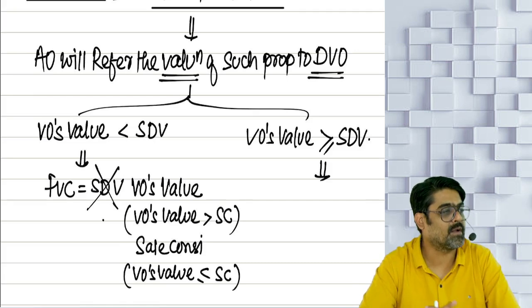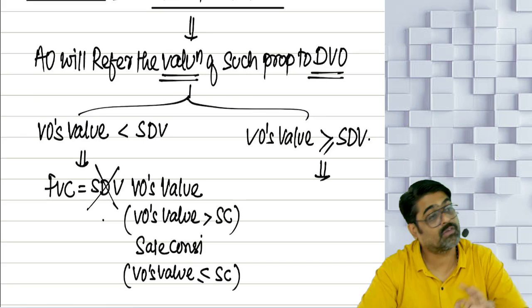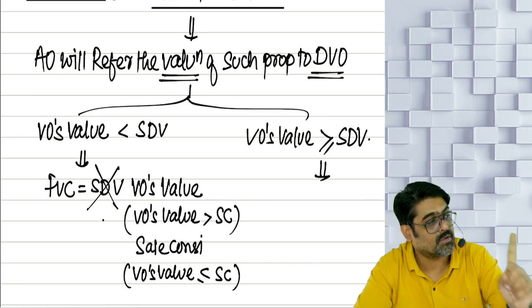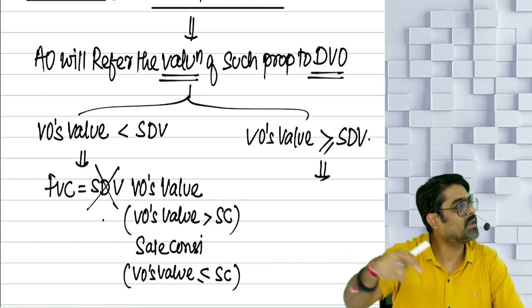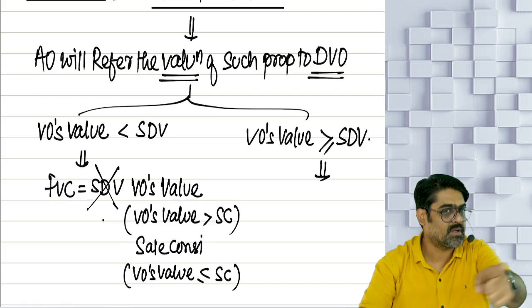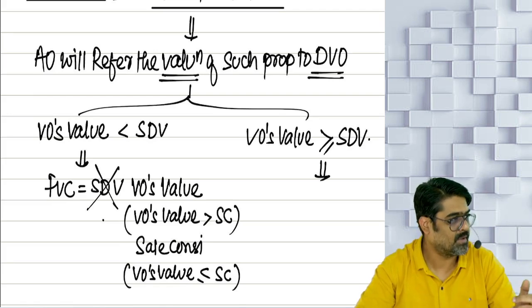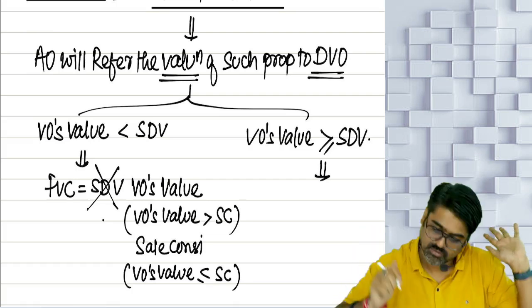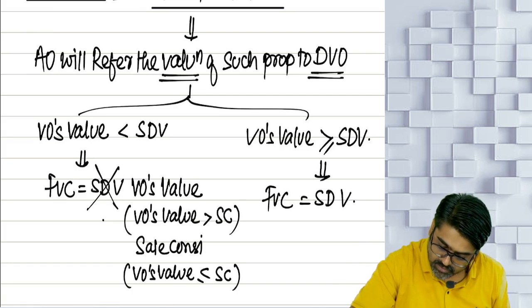And our VO determined that the value is 70 lakhs or 75 lakhs. Possible or not possible? That means you are trying to fool us. See, our valuation officer got the value and that value is equal to stamp duty value or more than that. That means you are trying to fool us. Whatever we were doing earlier was correct. What we were doing? We were taking stamp duty value as your full value of consideration. That is correct. So in this case, your full value of consideration will be stamp duty value.